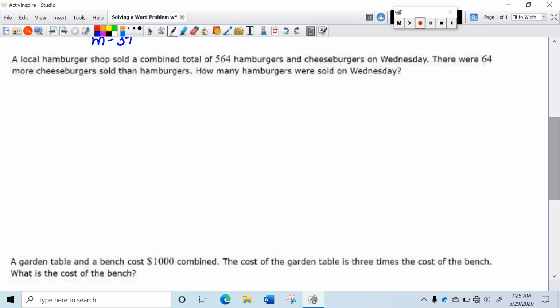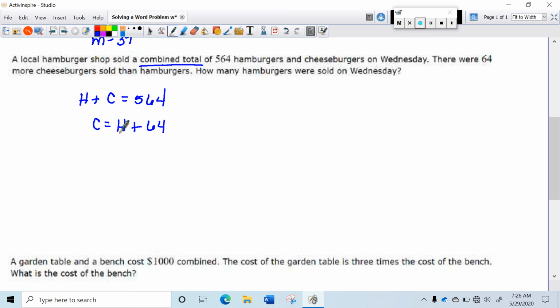A local hamburger shop sold a combined total, that means you add them together, of hamburgers and cheeseburgers on Wednesday. So we have hamburgers plus cheeseburgers, and their total is 564. There were 64 more cheeseburgers sold than hamburgers. So the cheeseburgers is whatever the hamburgers were plus 64. In that sentence, the 64 has to go with whatever you have less of, because that way it makes it balance out. How many hamburgers were sold on Wednesday?